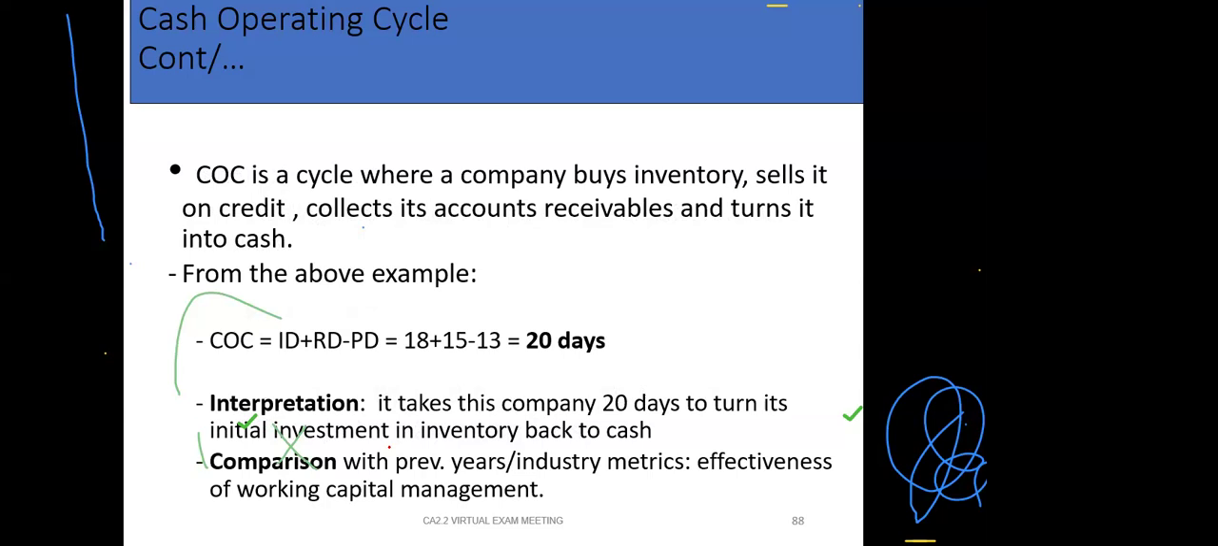The cash operating cycle is a cycle where a company buys inventory, sells it on credit, collects its accounts receivable, and turns it into cash. From the above, it follows that the cash operating cycle or conversion cycle is 18 plus 15 minus 13, which is 20 days. The interpretation of 20 days is that it takes the company 20 days to turn its initial investment in inventory back to cash.